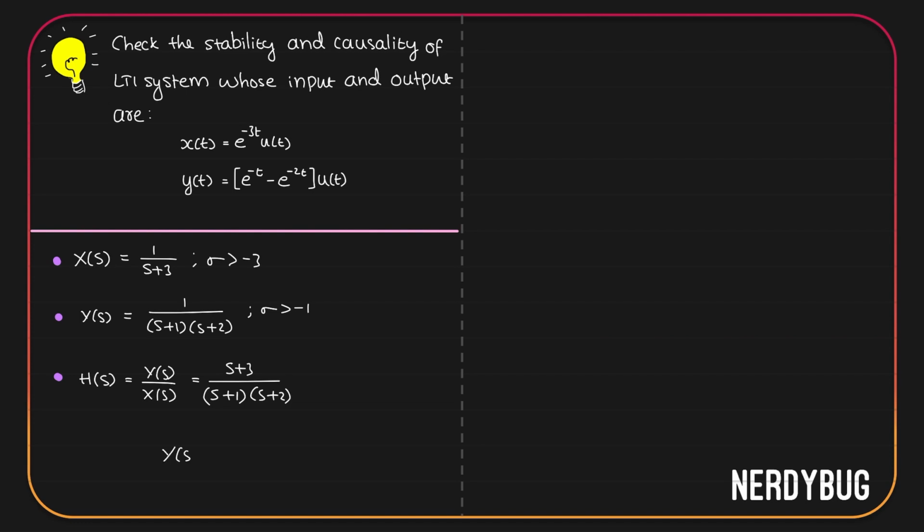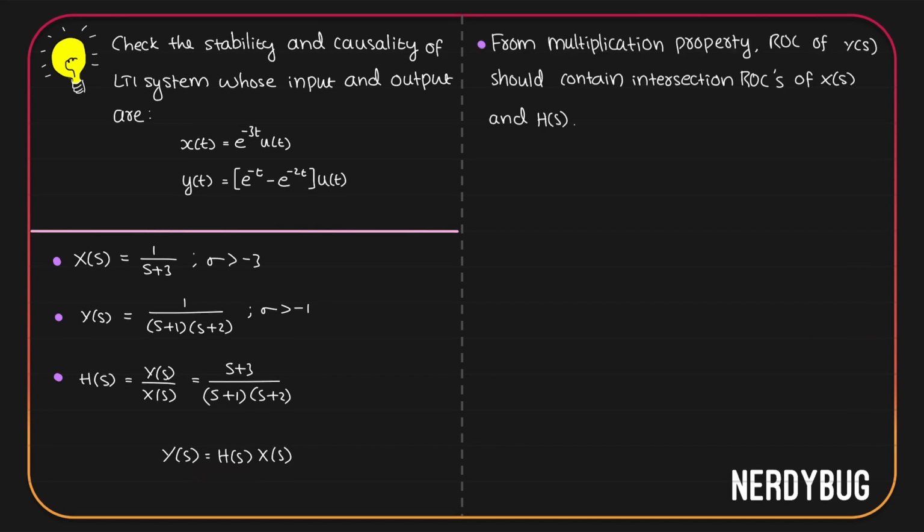Let us take Y(s). Y(s) is the product of H(s) and X(s). Now, this is multiplication. And from multiplication property, we have learned ROC of the product Y(s) should contain the intersection of ROCs of X(s) and H(s). Here H(s) has two poles, one at s equal to -1, the other at s equal to -2. Let us plot them on an s-plane.